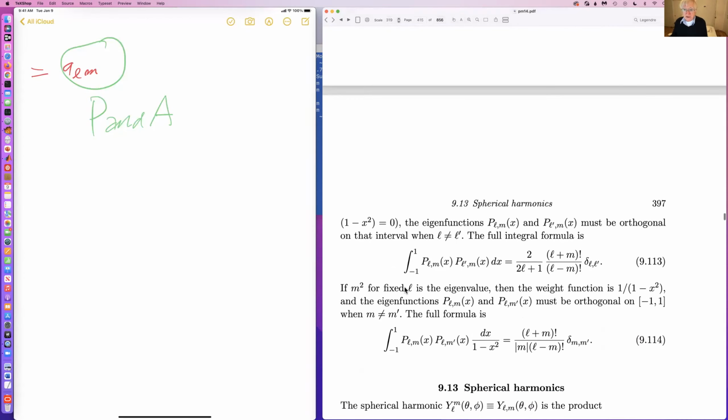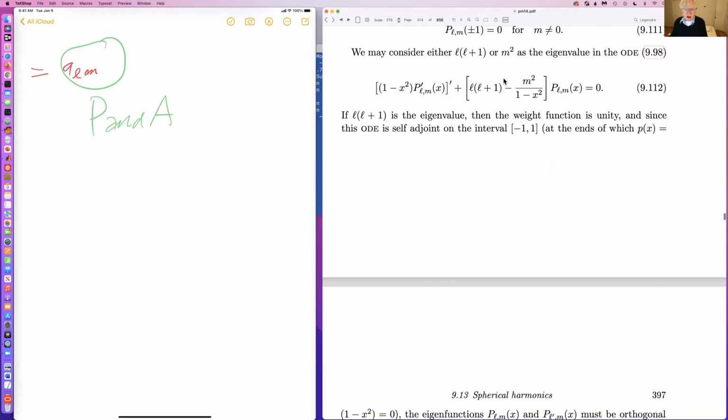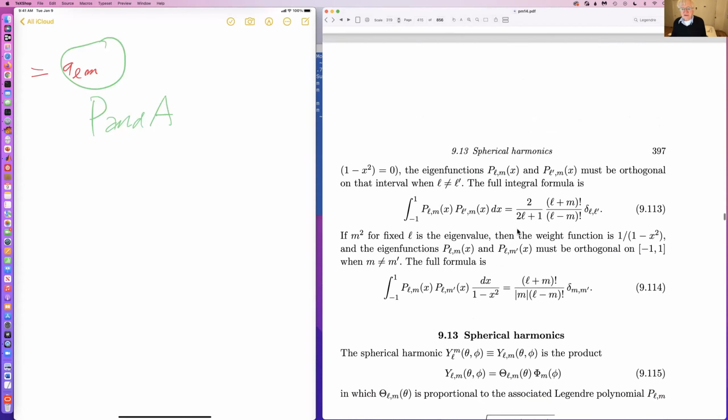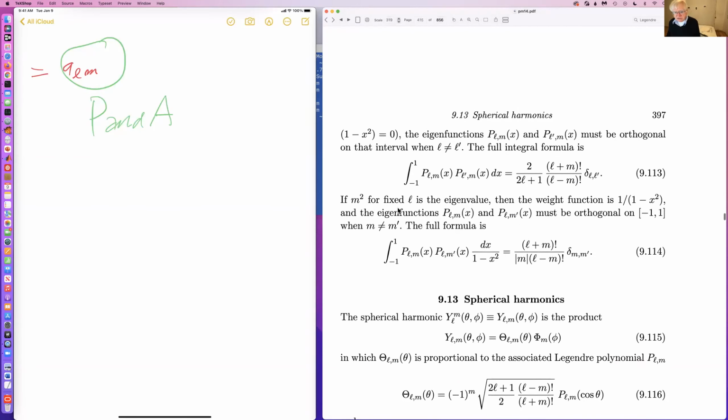On the other hand, one can go back to this equation and say, no, L(L plus 1) is not the eigenvalue. This is the L equation. This is the eigenvalue. And if you do that, you say m squared for fixed L is the eigenvalue, and then the weight function is 1 over 1 minus x squared. It occurs in the orthonormality relation. And now we have a delta of m and m prime. So those are two different ways you can look at this system.